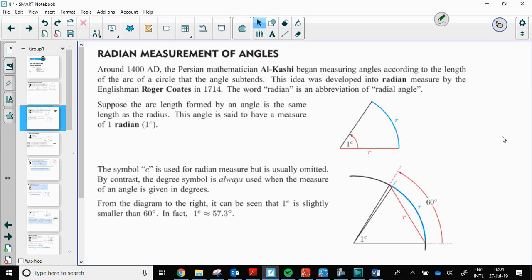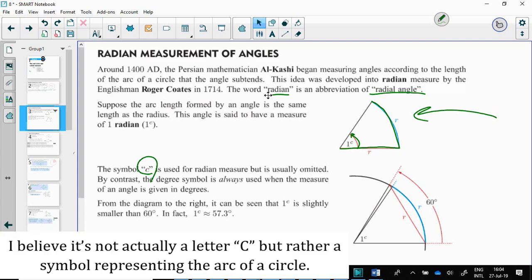Okay, so we see the word radian is short for radial angle, and the idea, geometrically speaking, if we have a sector of a circle here where the length of the arc is exactly the same as the length of the radius, then the angle that we will have swept out to create this arc is exactly equal to 1 radian. Now we use this symbol C for radian, which is kind of weird.